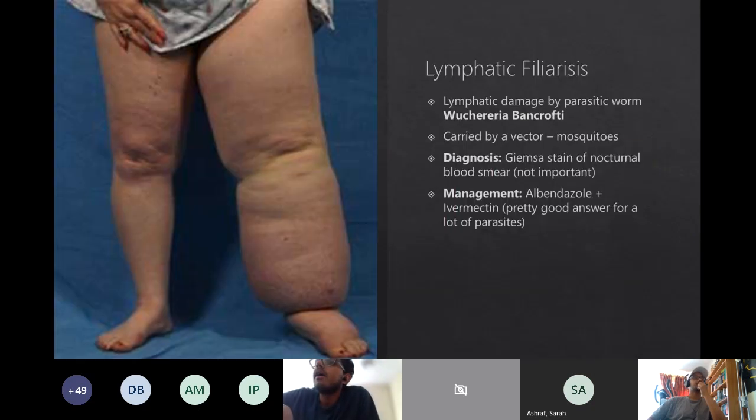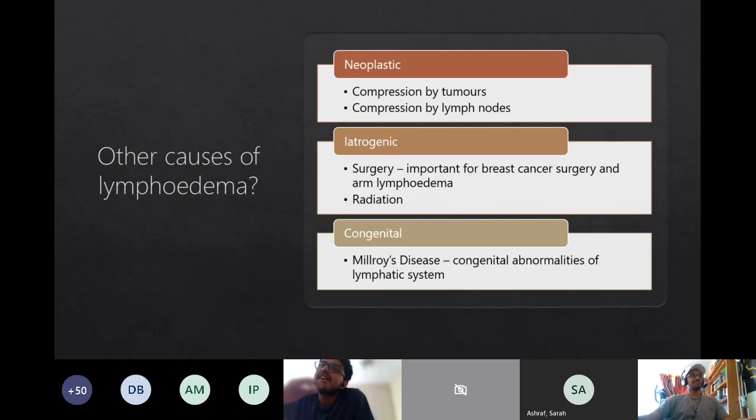And management is albendazole and ivermectin, and that's a good couple of drugs to remember because most parasites you can give those two drugs and they kind of work. So keep those in mind. This is pretty rare. You won't ever see this in the UK. It's just an SBA thing. Yeah. Which is why Fine knows it. I like infectious diseases.